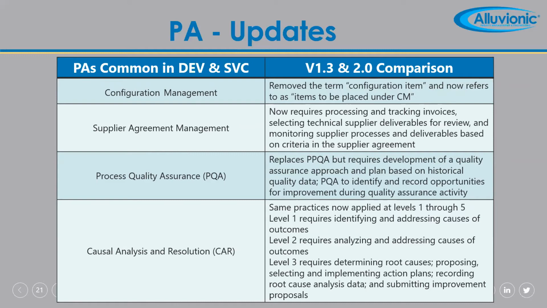Process quality assurance. This one replaces the old PPQA, but effectively is pretty much the same. The only differences are that you have to define and develop a quality assurance approach and plan based on historical quality data. Before, that was kind of implied but never required, but now it's required that you actually look at the historical data, and when you come up with your quality plan for a project or the organization, it has to have analysis of historical data to kind of tell you how often you should be doing things.